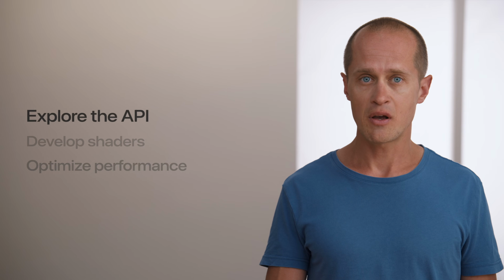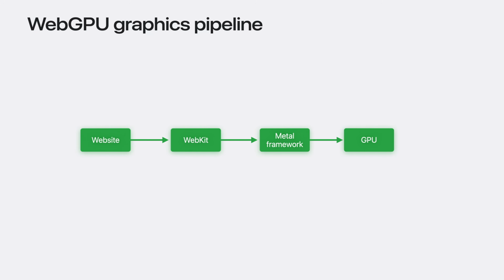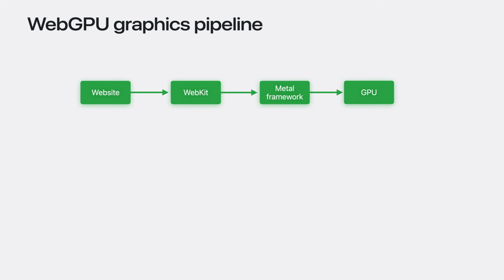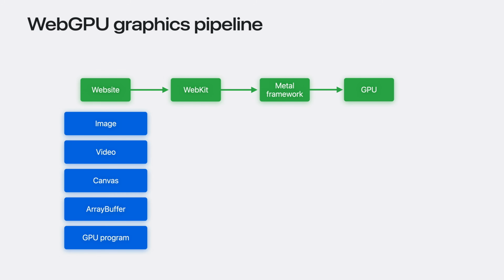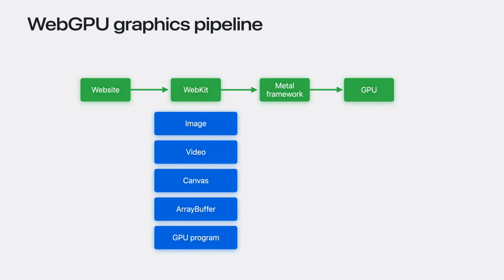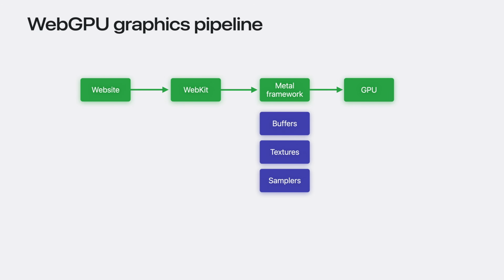So let's get started by taking a quick look at the graphics pipeline. The pipeline can be thought of as flowing from left to right. It starts with your website or web app, which loads content, things like images, videos, or binary data. That content then gets passed to WebKit, which is responsible for making it ready for the GPU. WebKit calls into Metal Framework to create the resources and programs which will later be run directly on the graphics hardware. Now let's break that down a bit.